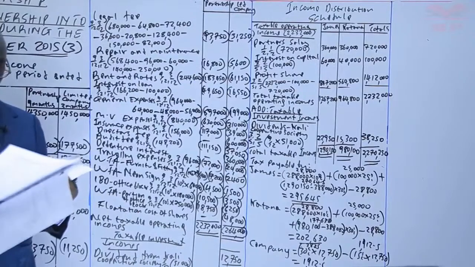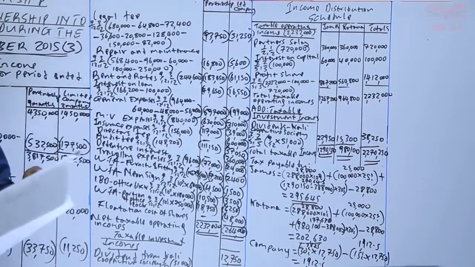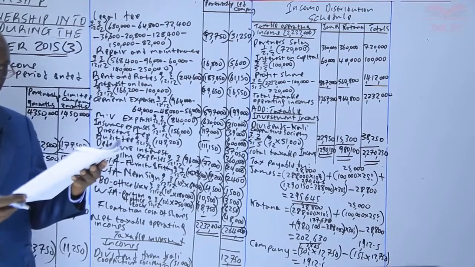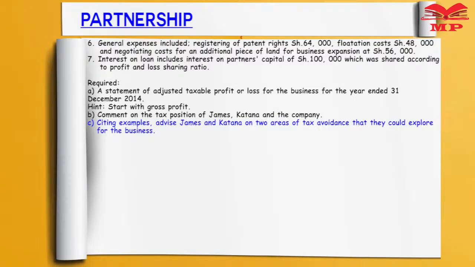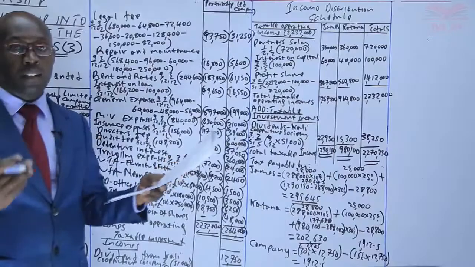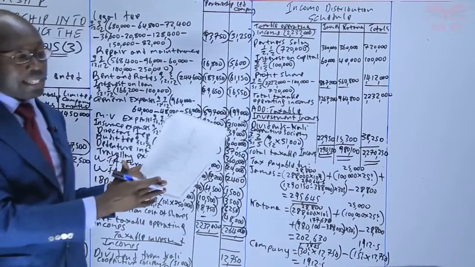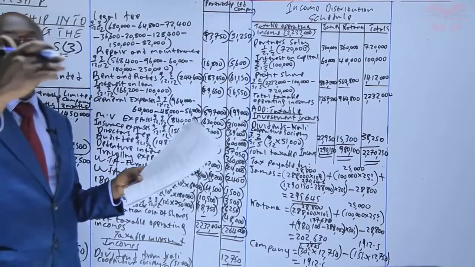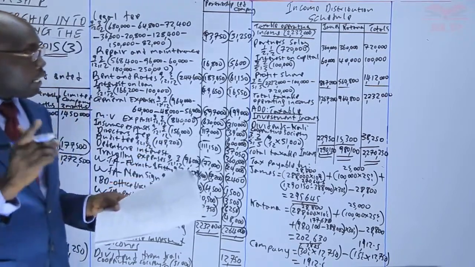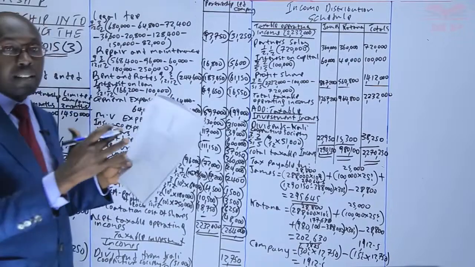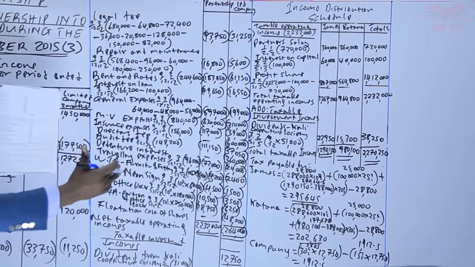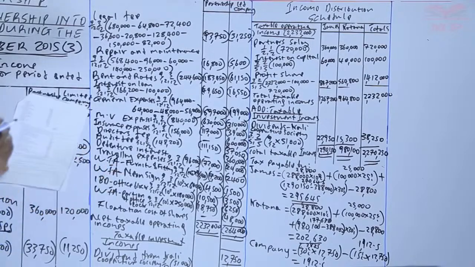Now that answers Roman 2, that is required number B, about commenting on the tax position of James, Katana, and the company. There is C now. Citing examples, advise James and Katana on two areas of tax avoidance that they could explore for the business. Now, although this is a topic to be done later, there is a topic called tax planning. This is where you are supposed to look at all these, but to fully answer the question, I just mention them. And then when you do the tax planning, you learn more about it. Now, tax avoidance, those are measures that they can put in place to legally reduce the tax they are supposed to pay. Now, what are those measures?